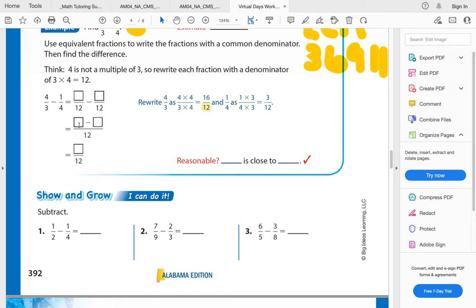13/12 is the same as 1 and 1/12. So you could either record it as an improper fraction, 13/12, or you could write it as a mixed number, 1 and 1/12.